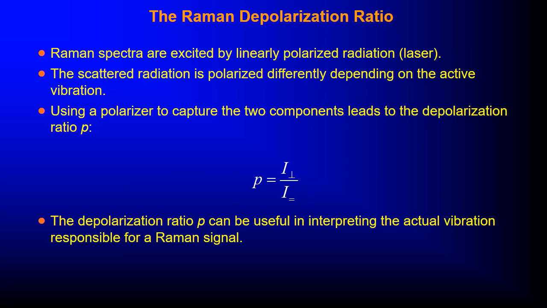So Raman spectra are excited by linearly polarized radiation, majorly lasers. The scattered radiation is polarized differently depending on the active vibration. Using a polarizer to capture the two components leads to the polarization ratio. The polarization ratio P can be used in interpreting the actual vibration responsible for a Raman signal, which is very important. That's the technique.